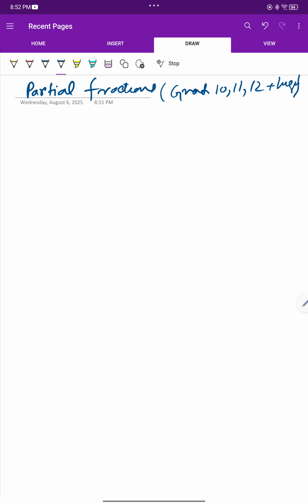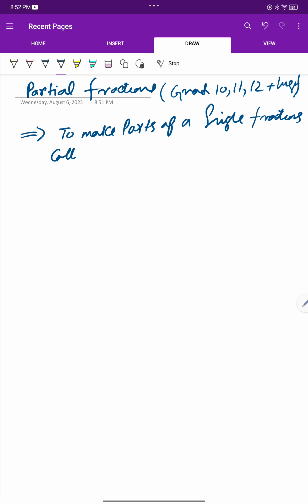So let's understand what is the definition of partial fraction. Well, to make parts of a single fraction is called partial fraction. Very important in calculus and mathematics. We need to understand this.